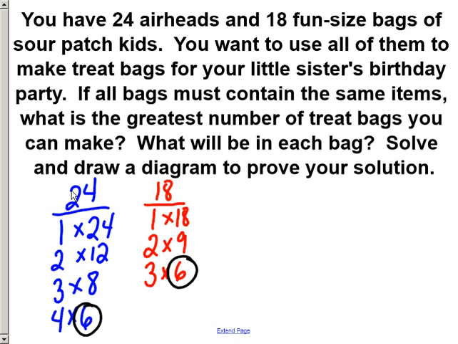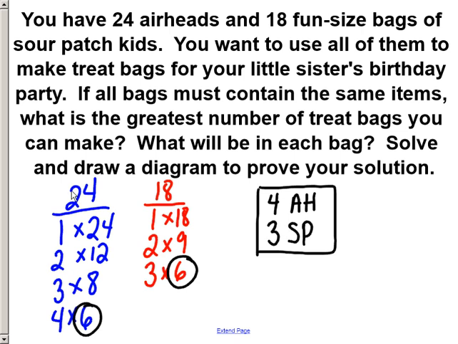Well, if I think about that, if I'm going to do 6 bags, then each bag is going to have 24 divided by 6 is 4. It's going to have 4 Airheads. And it's going to have 18 divided by 6 is 3. It's going to have 3 Sour Patch. So I'm thinking that I'm going to be able to make 6 bags, and each bag is going to have 4 Airheads and 3 Sour Patch.